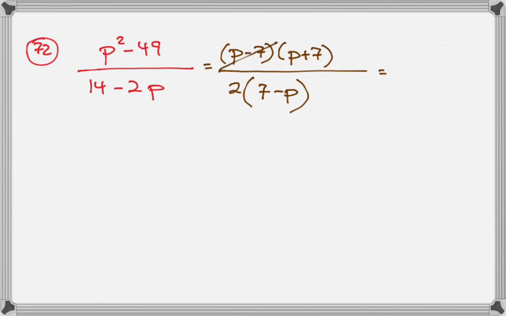The p minus 7 with the 7 minus p, that reduces to a negative 1, and that's really all we can do. So your answer is, and keep it like that, just like you see it, negative 1 times p plus 7 over 2. If you distribute the negative 1, it's not wrong, but keep it in factored form, because we need that later.